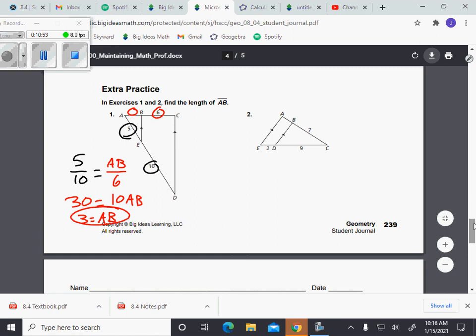Over here, same type of thing. We know that 2 over 9 is equal to AB over 7. Cross multiply, we get 14 is equal to 9AB. We know that AB is equal to 14 over 9.